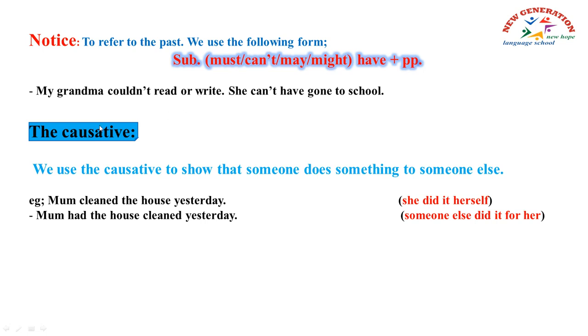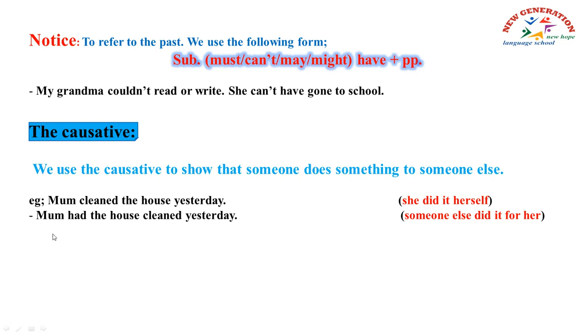Afterwards, we dealt with the causative form, a way to form sentences in order to show that someone does something to someone else. So, Mom cleaned the house yesterday. That means she cleaned it by herself. The doer of the action is Mom. But Mom had the house cleaned yesterday. That means someone else did it for her. Okay? So you have to be careful.